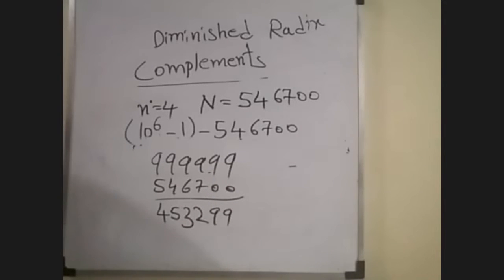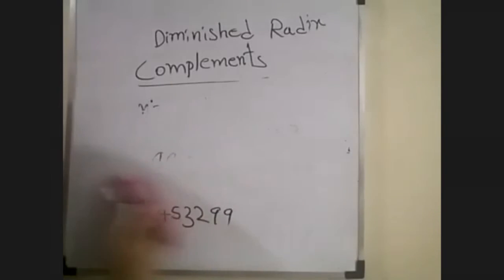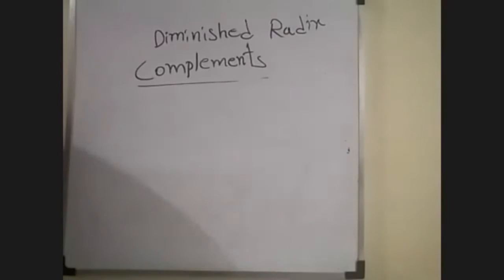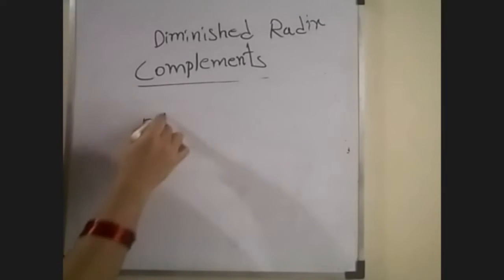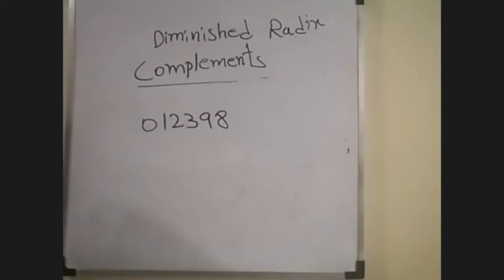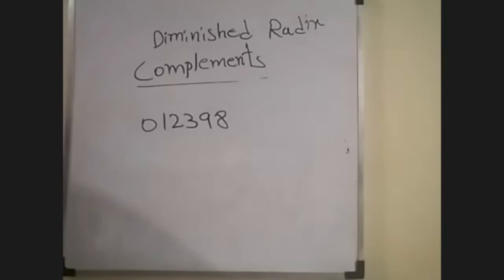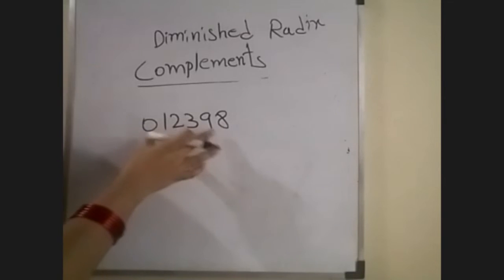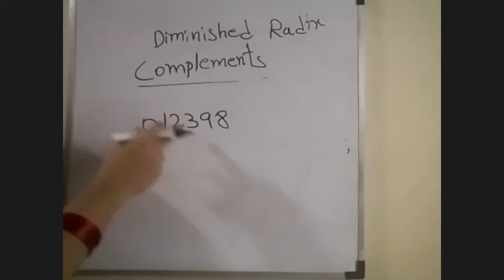For example, one more thing: apply the nines complement of 012398. The number of digits was not given, so what is the result? 6. Why? Because how many digits are there in the number? 6 digits. Take that many nines. Okay, so then what is the value?